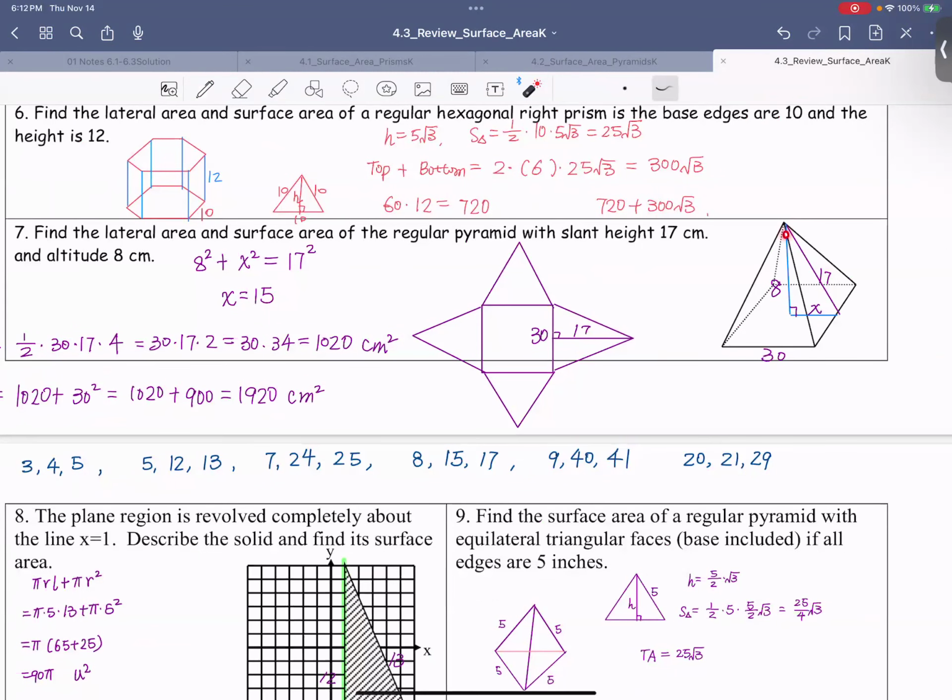So this is called altitude, this is called slant height, and this is called half of the side length. If you know this number so well, you can see this is 15. If this is 15, that will be 30. That will be 30, 30, 30. Your total area, you can calculate each triangle. Each triangle area will be 1/2 times 30 times 17, times 4, plus this square.